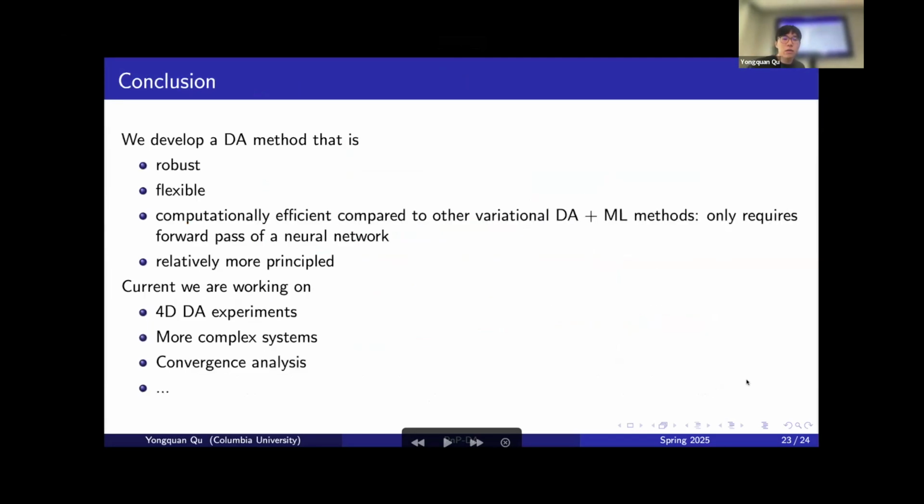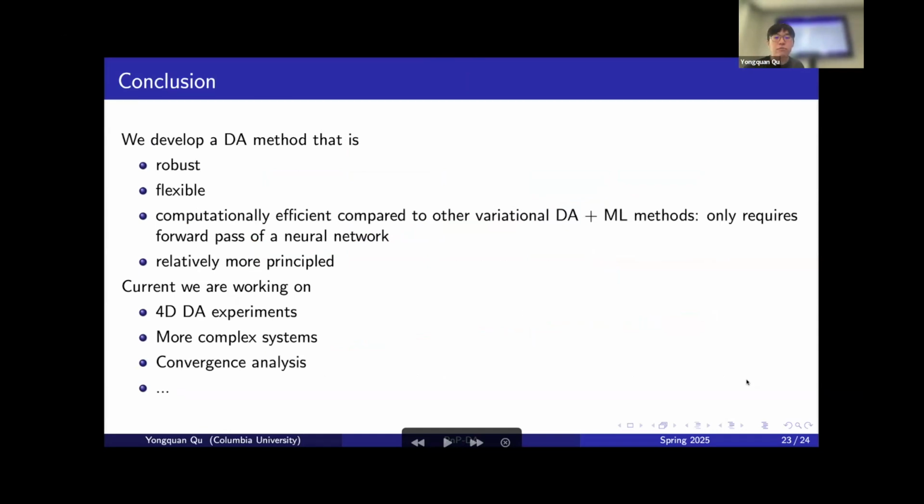So in conclusion, we developed a data assimilation method that is robust and flexible, and it is computationally efficient compared to other variational data assimilation and machine learning methods. First, the computation is fully tractable. It only requires a forward pass over the neural network, and we don't need to take the gradient with respect to the trained neural network during the gradient-based optimization. So it is relatively more efficient.